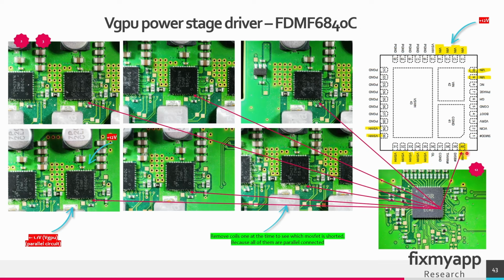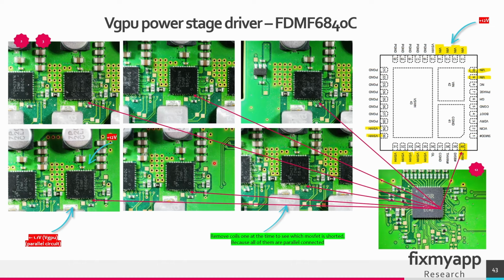This configuration is for every IC. And every PWM signal of this power stage driver IC will come from a different pin from the buck controller. If there is a short on the output, you have to disconnect this coil to check which power phase is faulty, because they are all connected in parallel, the output.